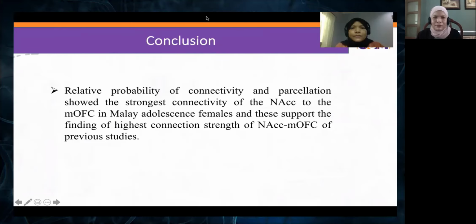Yeah. How can we use these results in a clinical situation? Clinical situation.